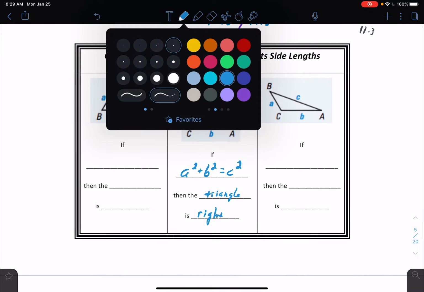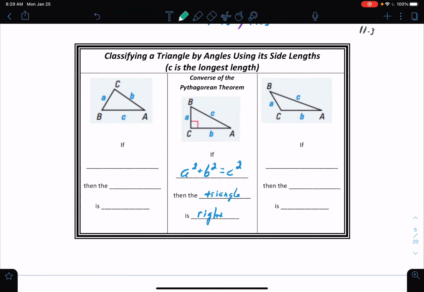Let's go to the left. If we have a squared plus b squared, and its relationship with c squared is that the small sides dominate, then the triangle is acute. The triangle is acute because the small sides, the sum of the squares of the legs, dominates. That's greater than c squared.